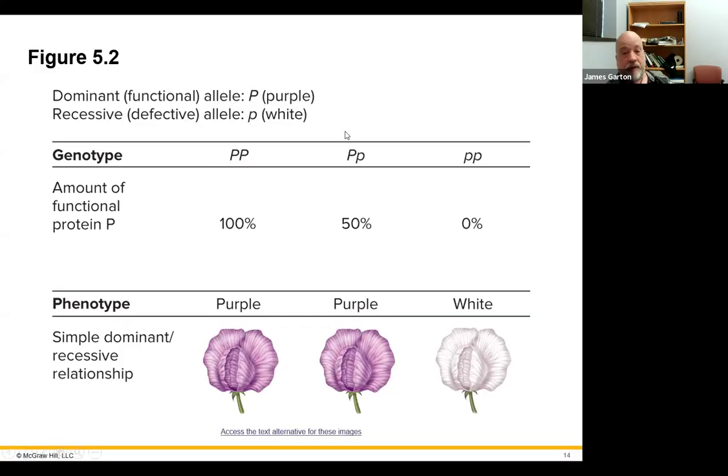You have purple flowers and white flowers, and so you can indicate them with an allele named P or little p. If you have homozygous dominant, you make all of the functioning enzyme that you're supposed to make, and your flowers turn purple. If you're heterozygous, you make 50% of the functioning enzyme that you're supposed to make, but that's enough. And if you're homozygous recessive, you make none. And that means your flowers stay white.